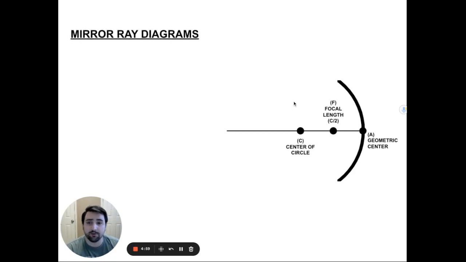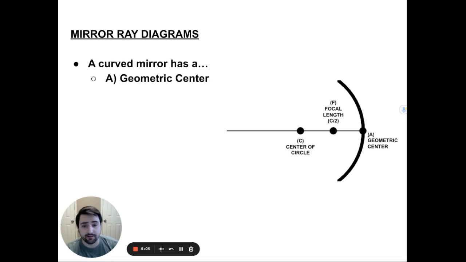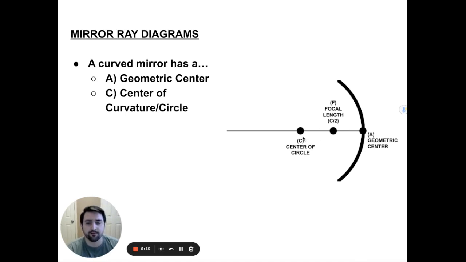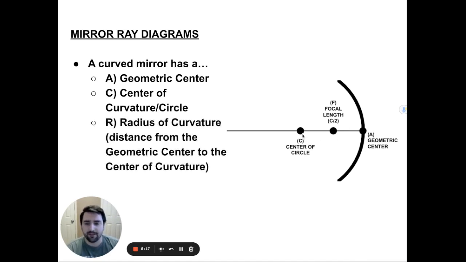So here I've got a couple of different things labeled. And with these ray diagrams, a curved mirror has a geometric center. That's going to be that center point from the concave side. It has a center of curvature. Okay, I'm sorry, the geometric center is right here. And then the center of curvature is going to be the center of that sphere. And that has a radius of curvature, which is the distance from the geometric center to the center of curvature. So this length right here, basically the radius of the sphere.